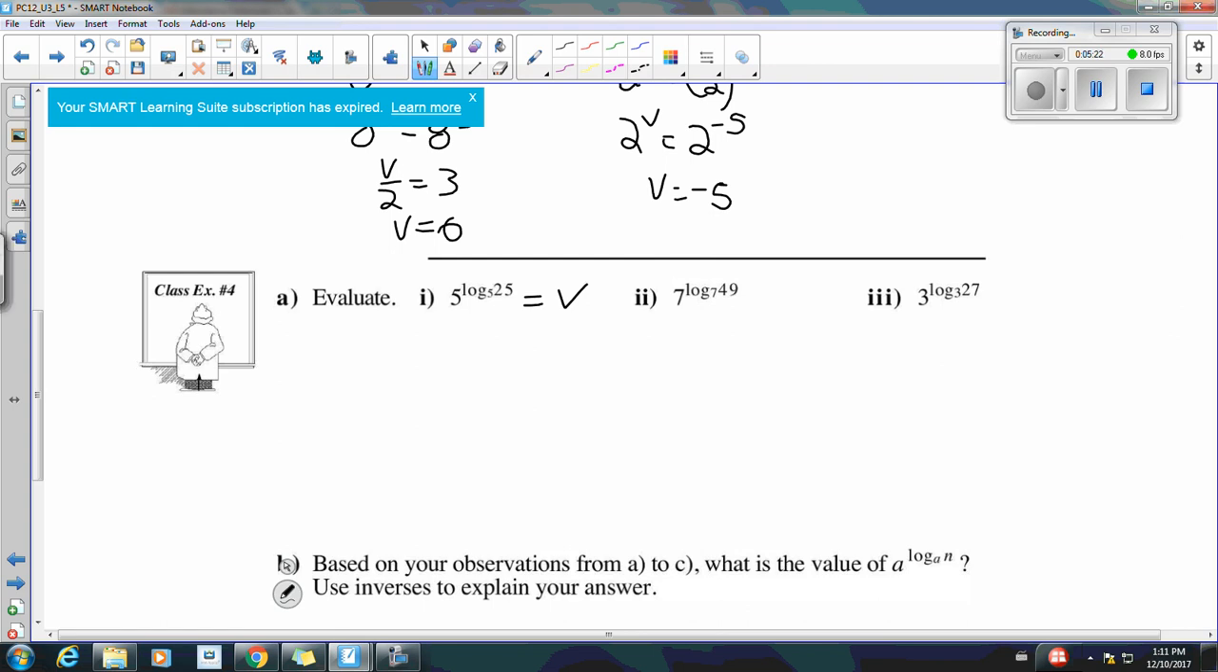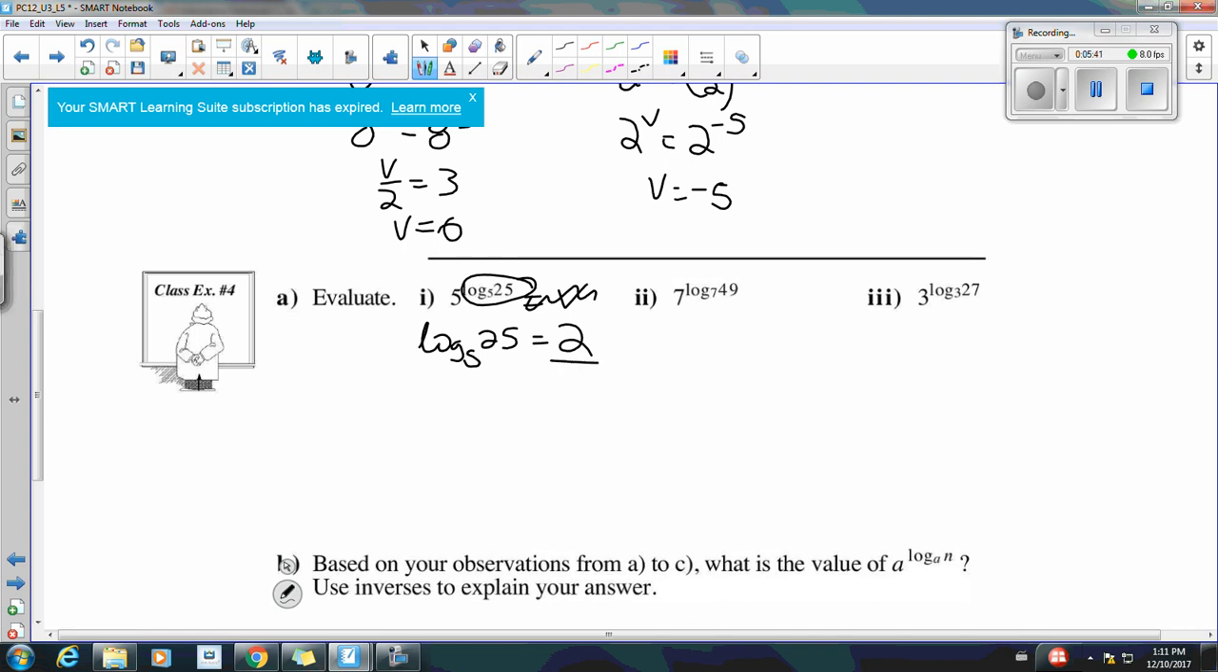And it's actually simplest if we just evaluate the exponent first. That's going to be simpler than making the whole thing a variable. So log base 5 of 25. Once you get the hang of this, you should see quite quickly that it should be 2, right? 5 to the power of what gives us 25? 5 squared gives us 25.